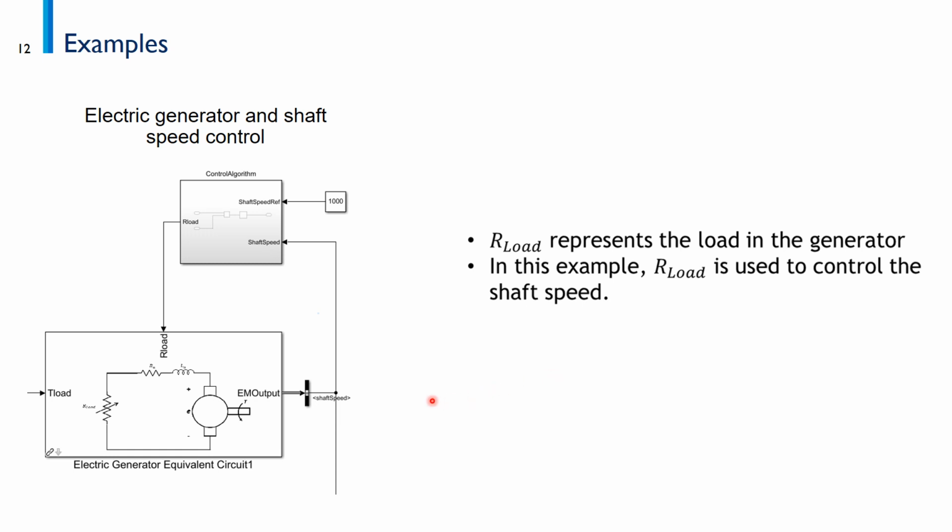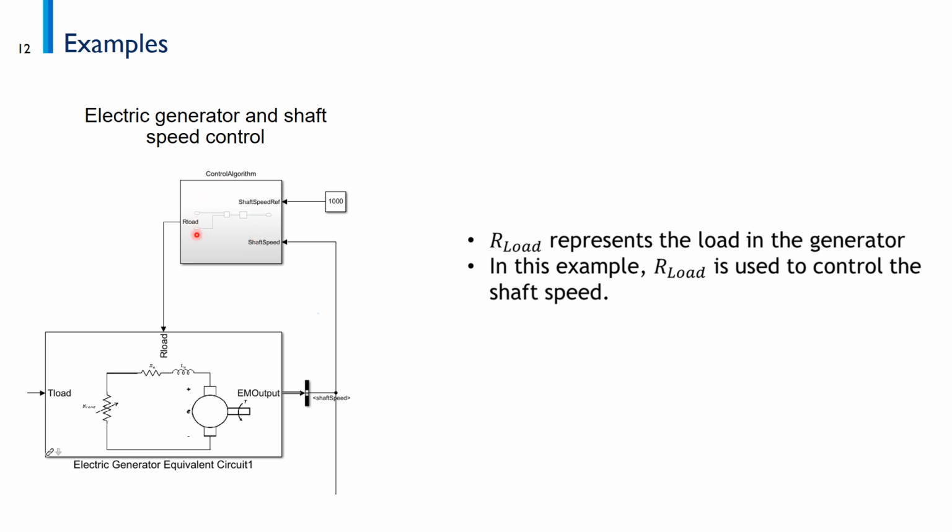Another aspect that we can model here in this example is a control algorithm for the shaft speed in the electric generator. So here we have the block for an equivalent circuit model of an electric generator. This block has as an input R load, which is the load in the generator. This load is variable and it can be adjusted by the user, for example, in this case, to adjust the speed in the system.